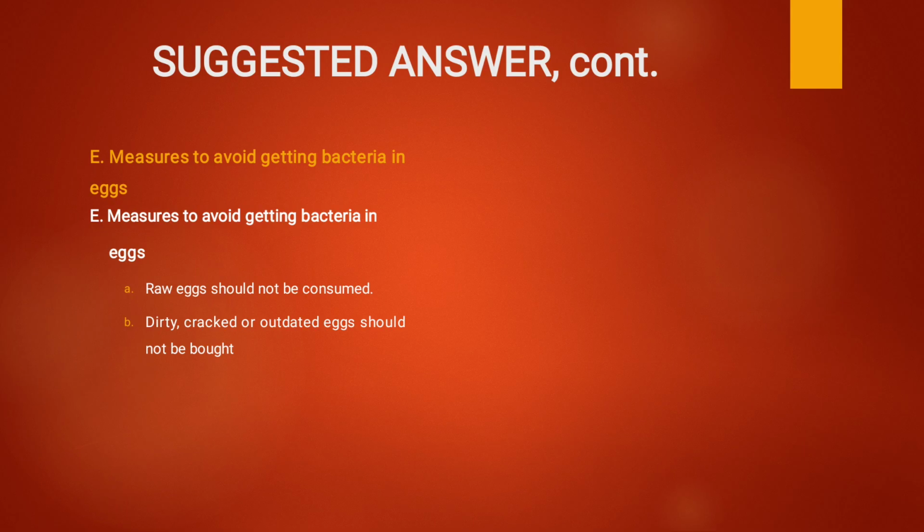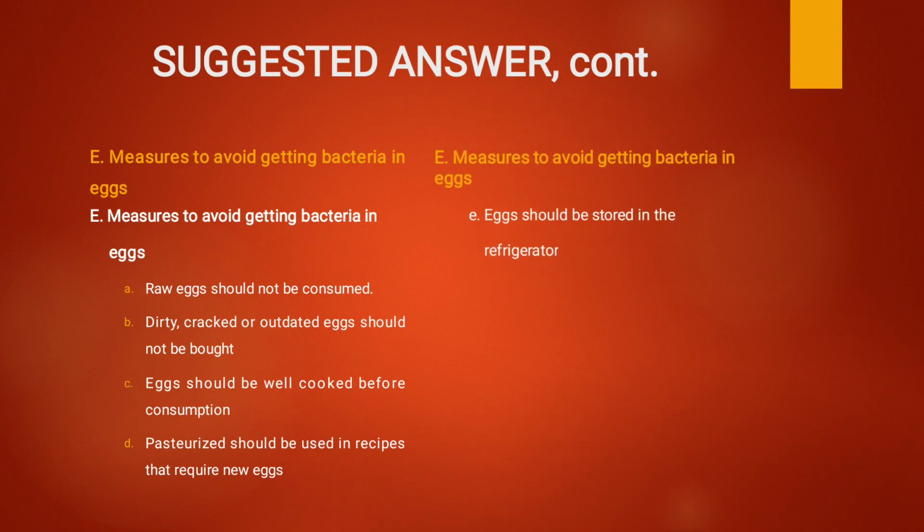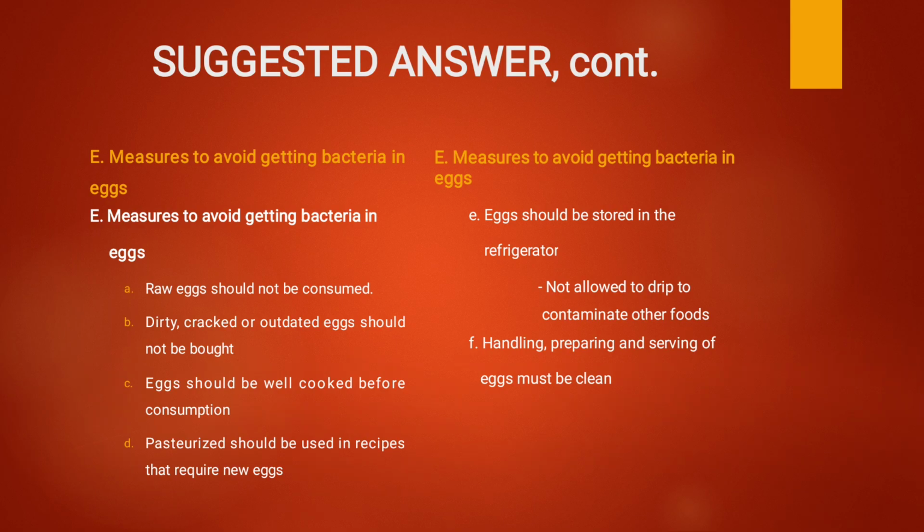B, dirty, cracked, or outdated eggs should not be bought. C, eggs should be well cooked before consumption. D, pasteurized eggs should be used in recipes that require raw eggs. Now the E, eggs should be stored in the refrigerator. And under it, we have one minor supporting sentence, which is not allowed to drip to contaminate other food. F says that handling, preparing, and serving of eggs must be clean.